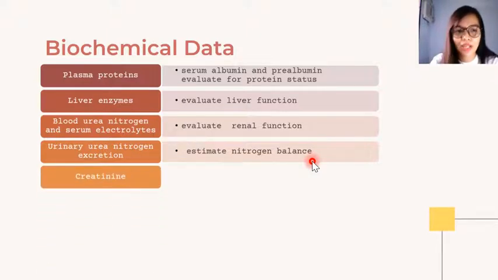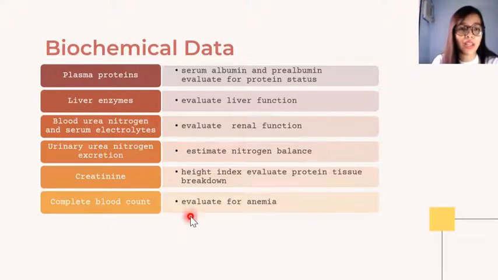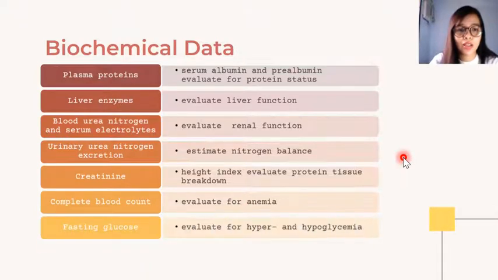And then we have the creatinine. This is the height index to evaluate protein tissue breakdown, and it is also part of your kidney function test. And then your complete blood count could help evaluate anemia. A low hemoglobin count could mean that the patient is anemic. And then we have the fasting glucose, which can evaluate for hyperglycemia and hypoglycemia, and it is used to diagnose diabetes mellitus.